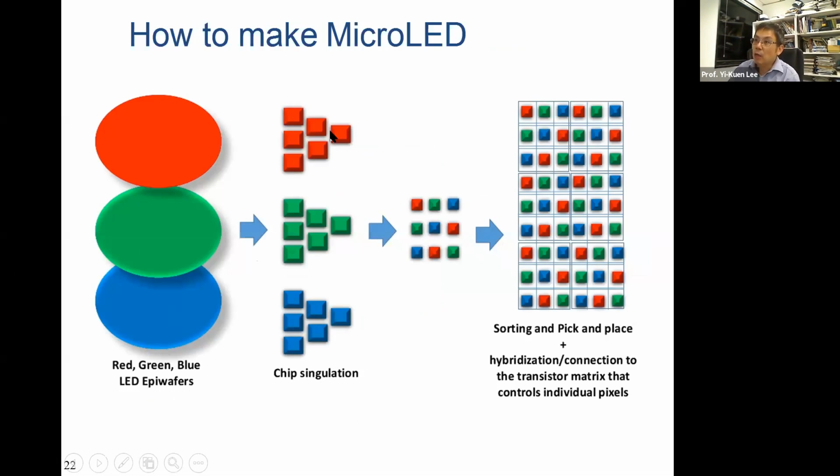And then we do dicing, right? Sometimes we call it dicing, sometimes chip singulation. And then we do pick and place for each small micro LED, and then we pick and place and put them in a module form. Okay, so this is the way.